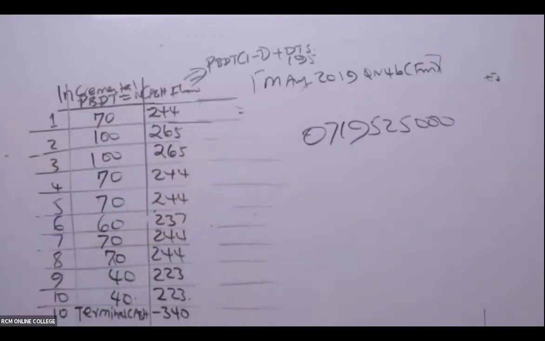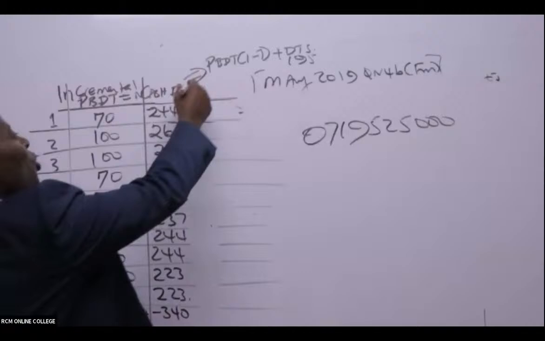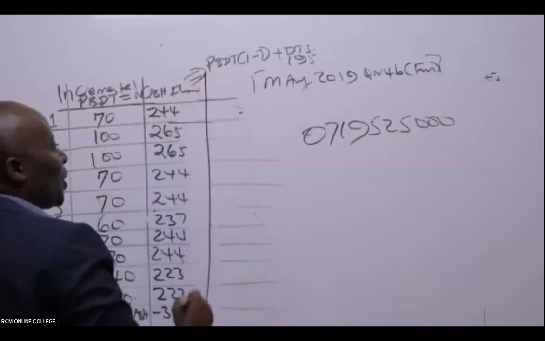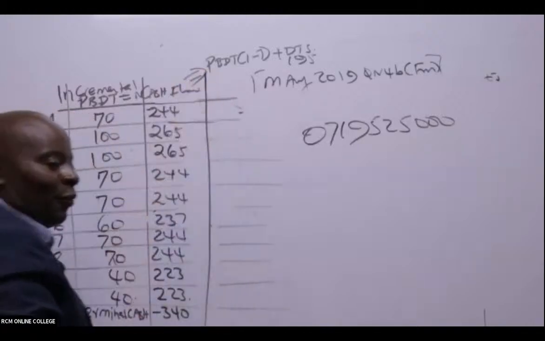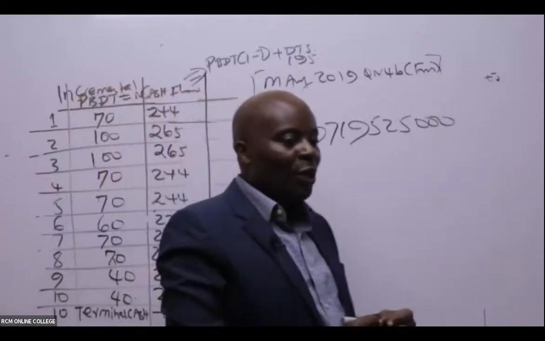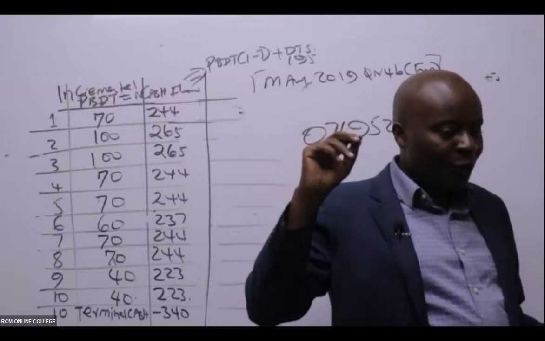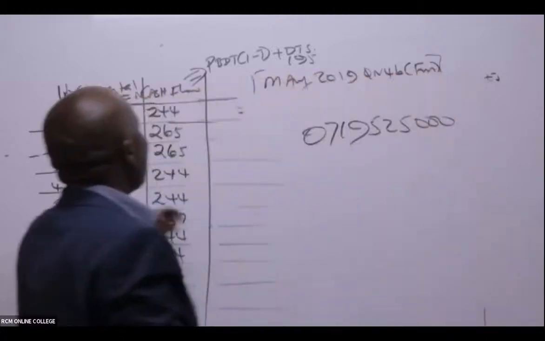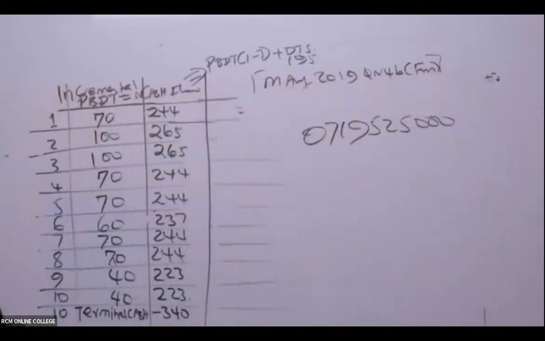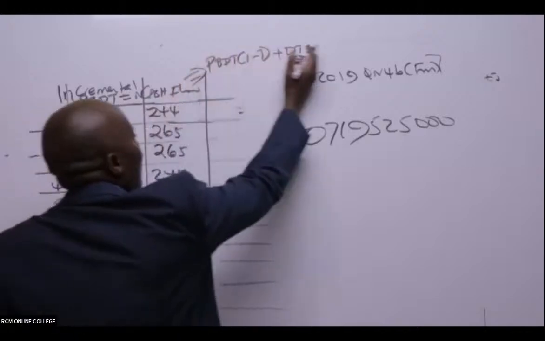Now, from there, ladies and gentlemen, please go ahead and discount these numbers. Should I use PVIF or PVIFA to discount? PVIF, because these figures are irregular.